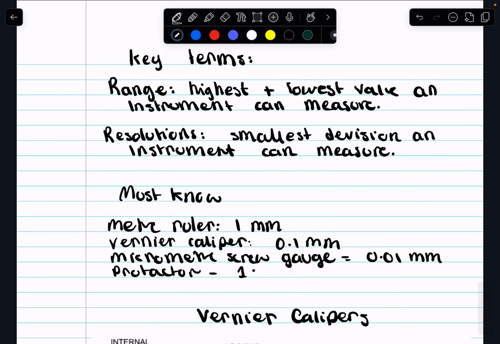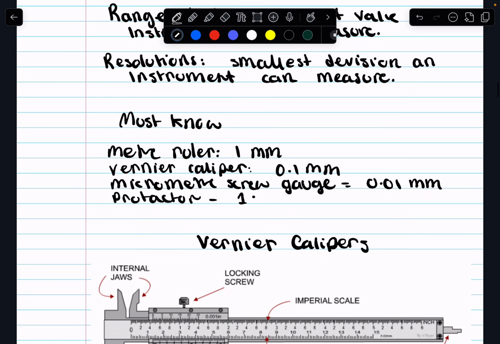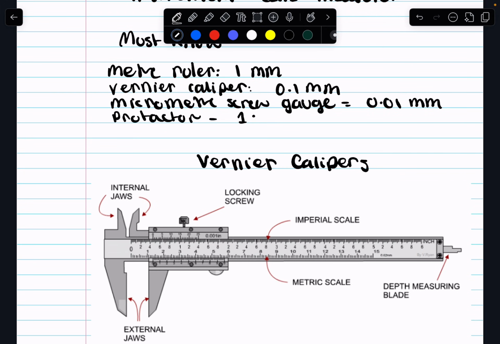So key terms that you really need to know about is range, which is the highest and the lowest value on the instrument that it could measure. Resolution is the smallest division on an instrument. You must know that a meter ruler has a resolution of 1 millimeter, vernier caliper has 0.1 millimeter, micrometer screw gauge has 0.01 millimeter, and protractor has 1 degree.